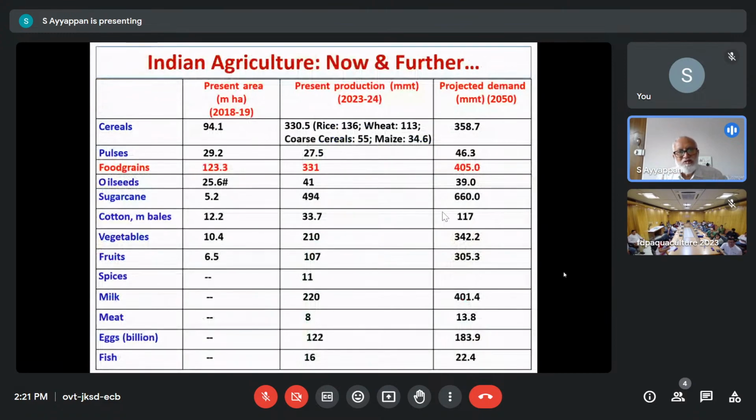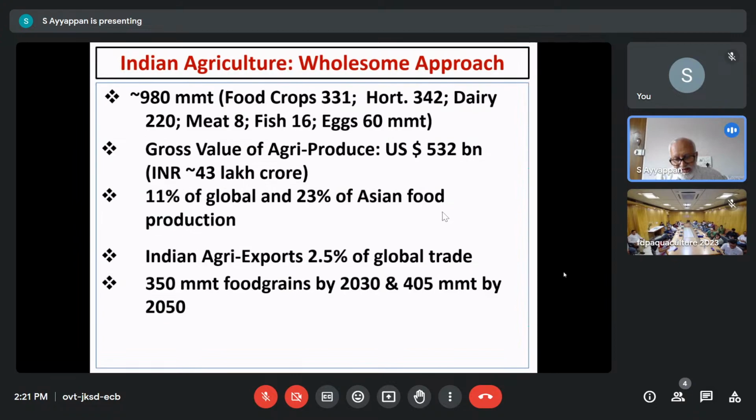Now again, don't worry about this table. It's some details with regard to food production. But the point that we are trying to make is we need to double all the food that we produce in the next 20 years.